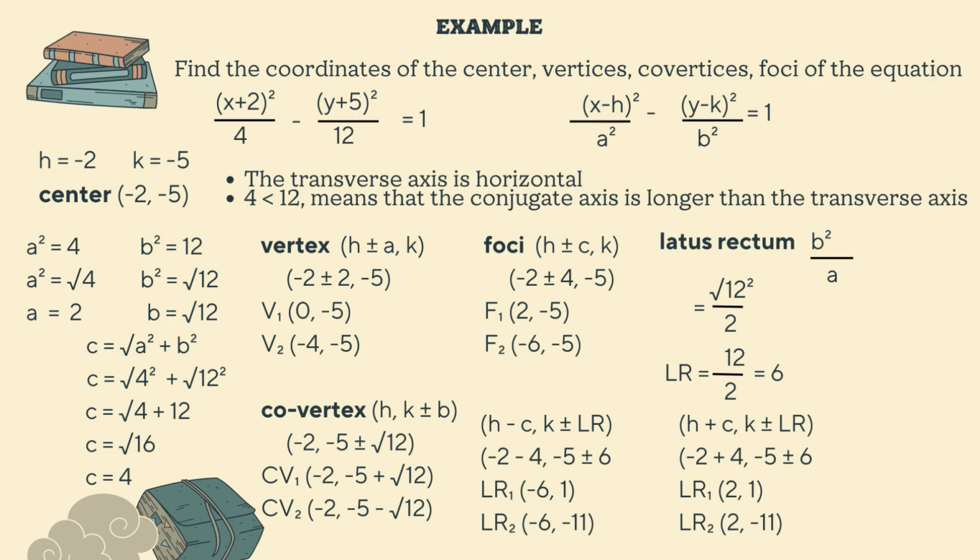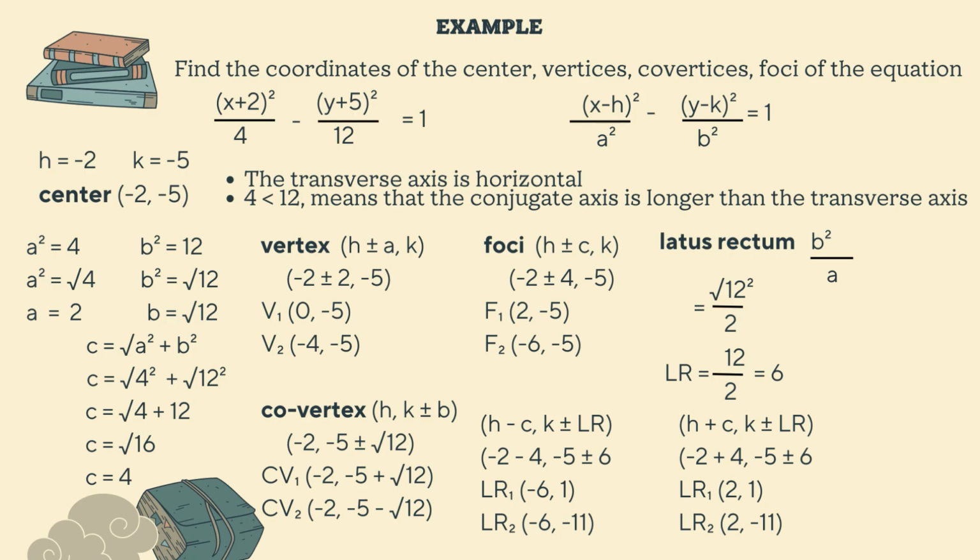And also, we will find the endpoints for our latus rectum. We will use (h - c, k ± LR), where LR is our latus rectum, and we will also use (h + c, k ± LR). So h we have -2, c we have 4, k we have -5, and LR we have 6. So -2 minus 4 is -6, -5 plus 6 is 1, -5 minus 6 is -11. Our endpoint 1 is (-6, 1). Our endpoint 2 we have (-6, -11).